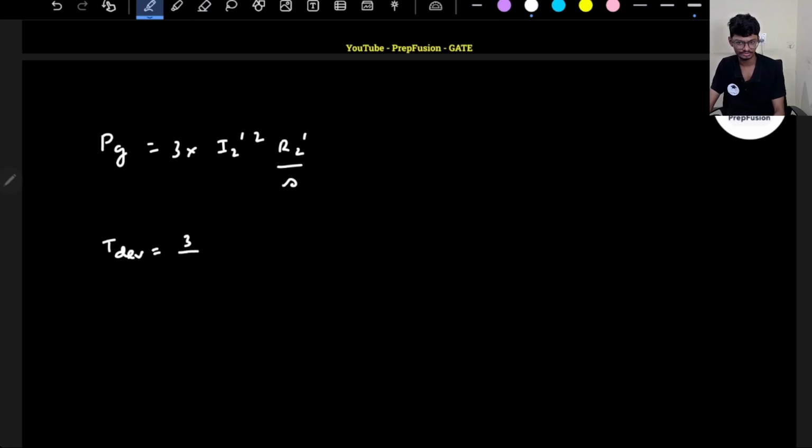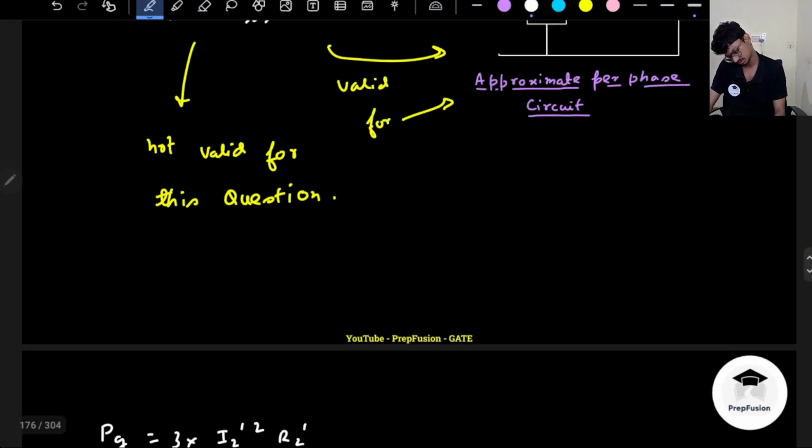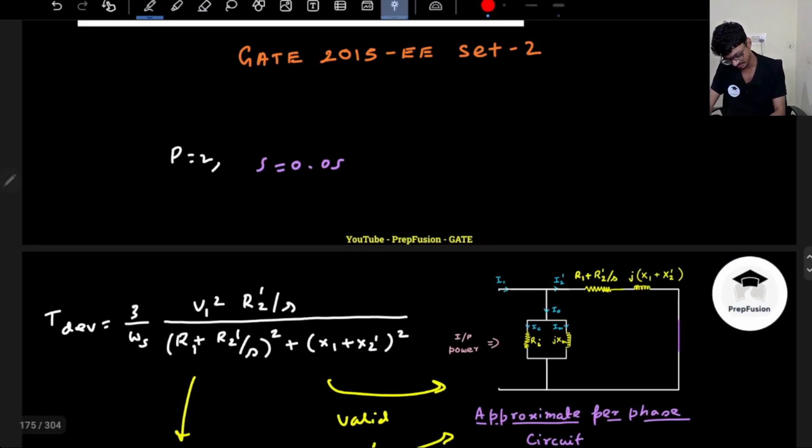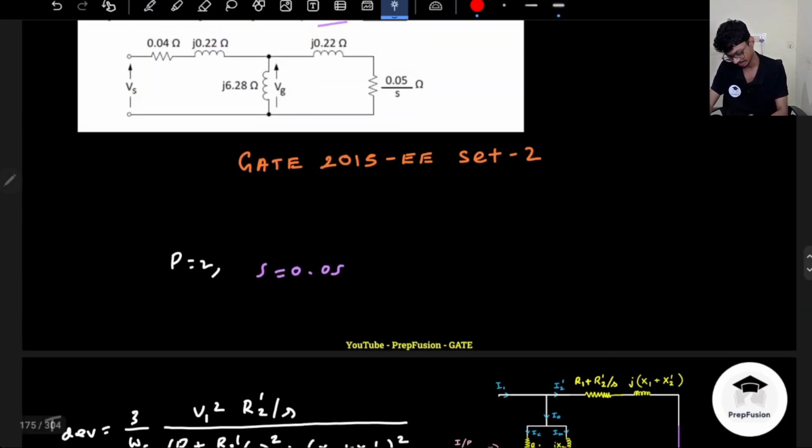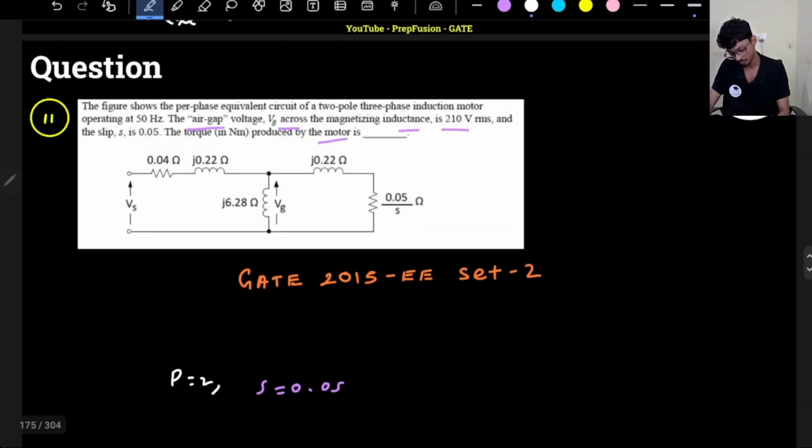You can write omega r as well. Because the slip is anyway very low, it is roughly almost equal to omega s only. So if you want, you can do that. If you don't want to approximate, you can directly write omega r, but that's fine, I guess. That is not a problem.